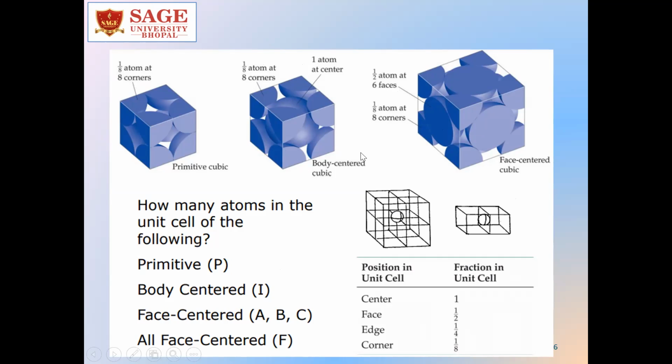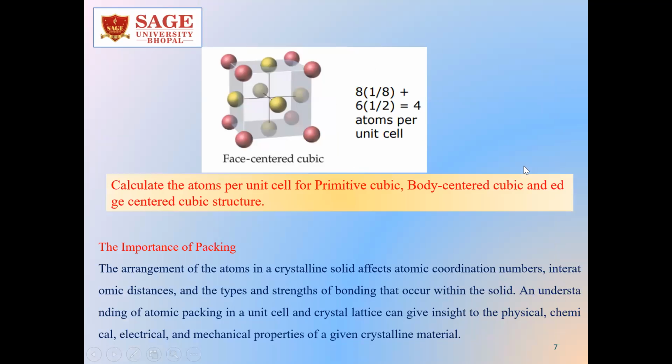So these are the total number of atoms we will get in the primitive cubic cell, body-centered cubic cell, and face-centered cubic cell. As we have discussed, in face-centered there will be 4. So we can calculate in this way how many atoms per unit cell there will be for primitive cubic, body-centered cubic, and face-centered cubic structures.